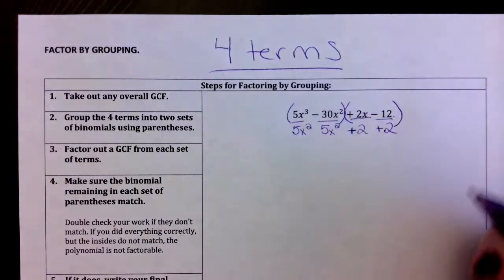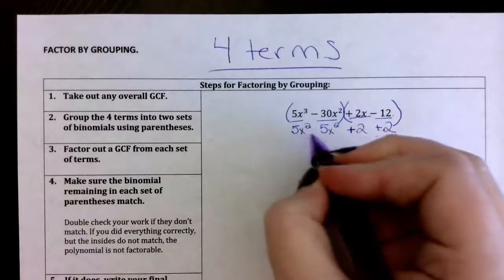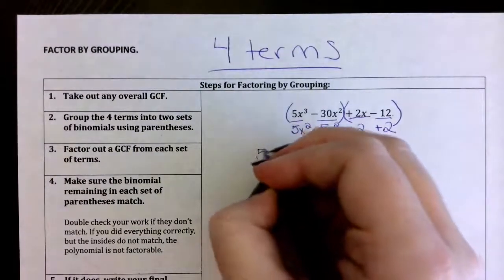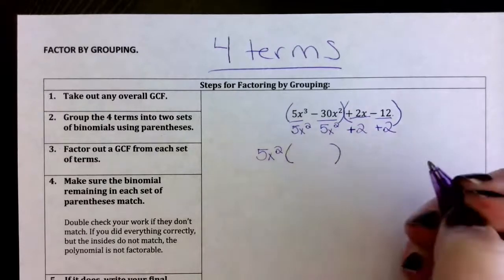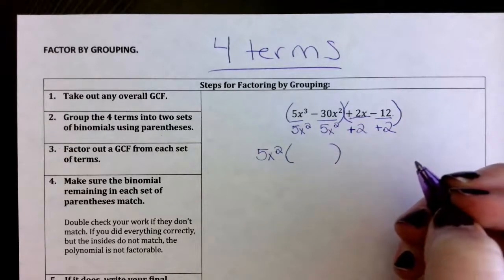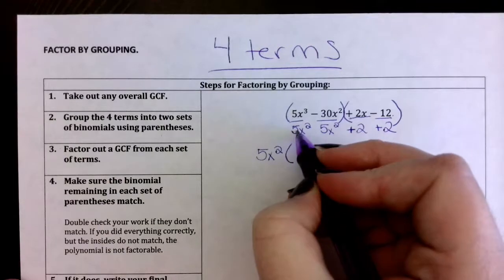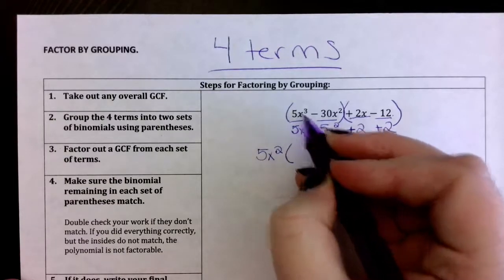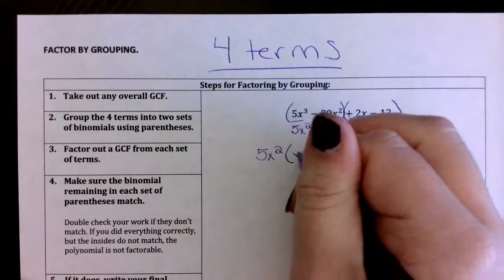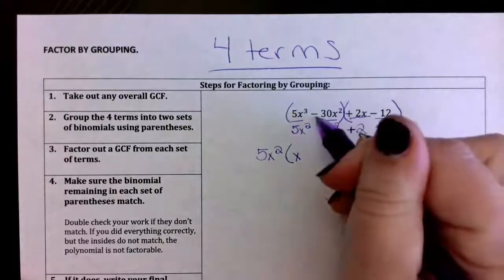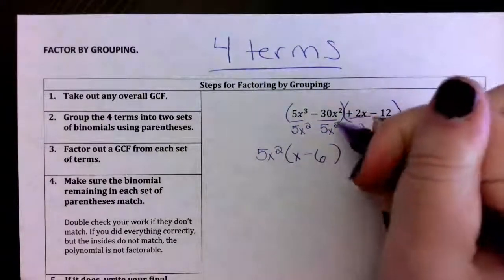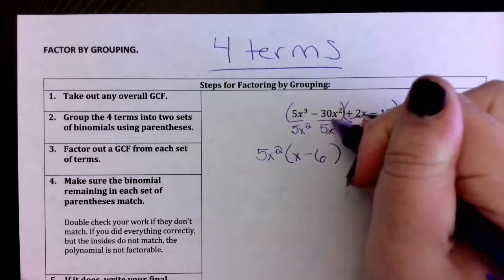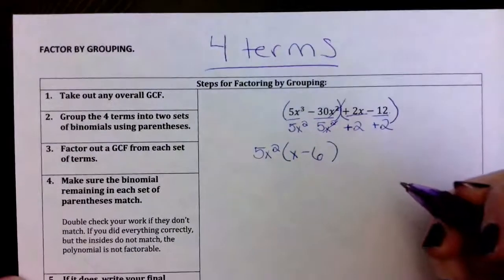In my next step, this 5x squared is going to come to the front because it's the greatest common factor of that first set of terms. Now 5 divided by 5 is just 1. X cubed divided by x squared is x. Negative 30 divided by 5 is negative 6. And x squared and x squared simplify to 1, so I just leave that there.